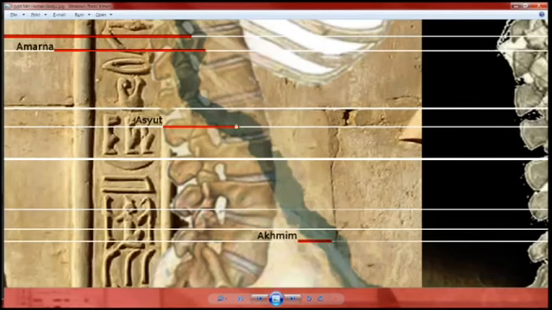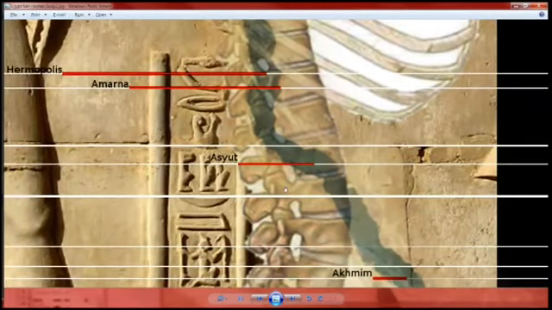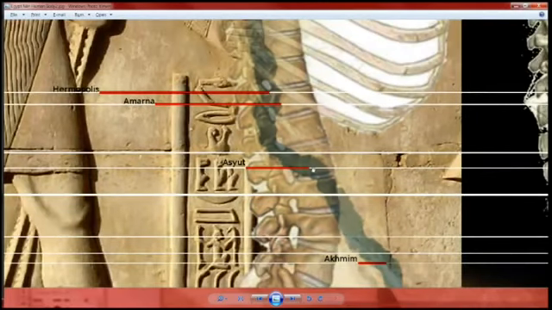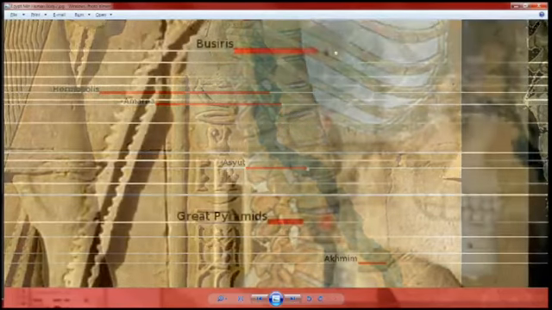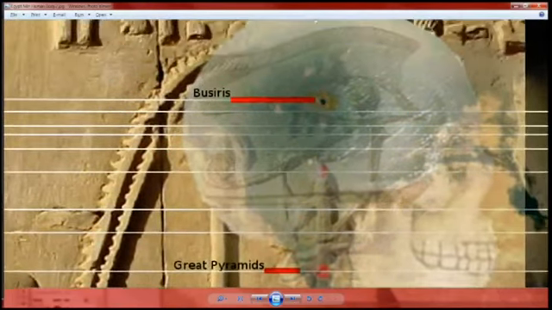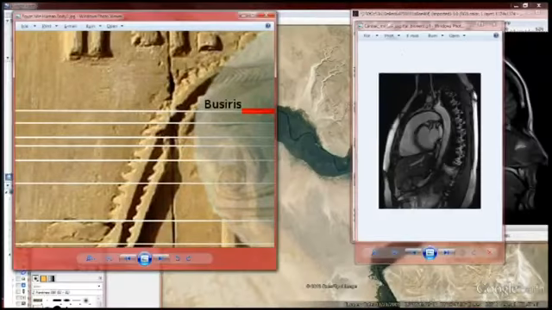So at the right edge of these red lines is where the actual temples are located. And so you can see what it's trying to do is follow the spinal cord all the way up. These various temples are located in key areas. And then right up here is Osiris. And let me show you something interesting about this.